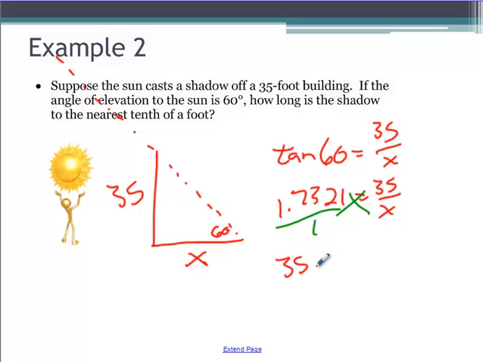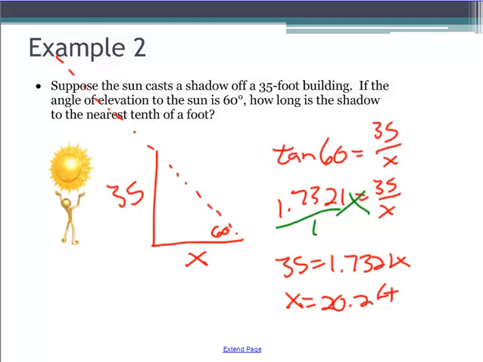So 35 equals 1.7321x. And in my calculator, I'm going to take 35 and divide by the answer, which is still the last one I used. 35 divided by the answer gets me that x, the length of the shadow, is 20.2 feet, and it says round to the nearest tenth of a foot, so we could leave it at 20.2 feet.